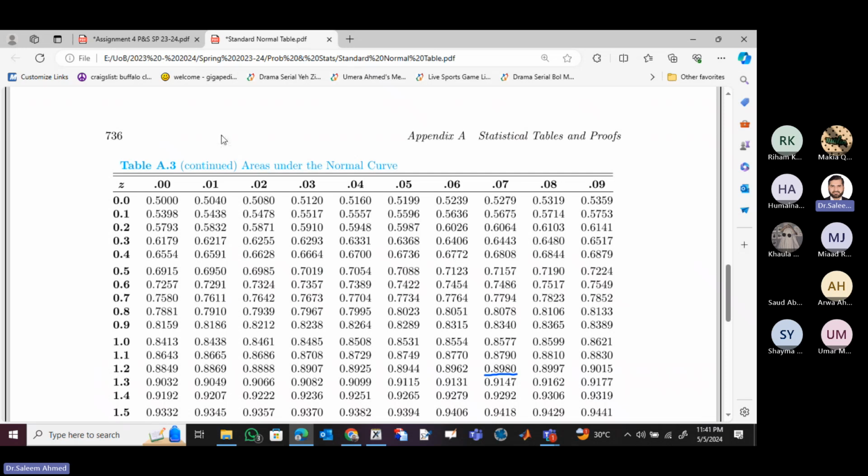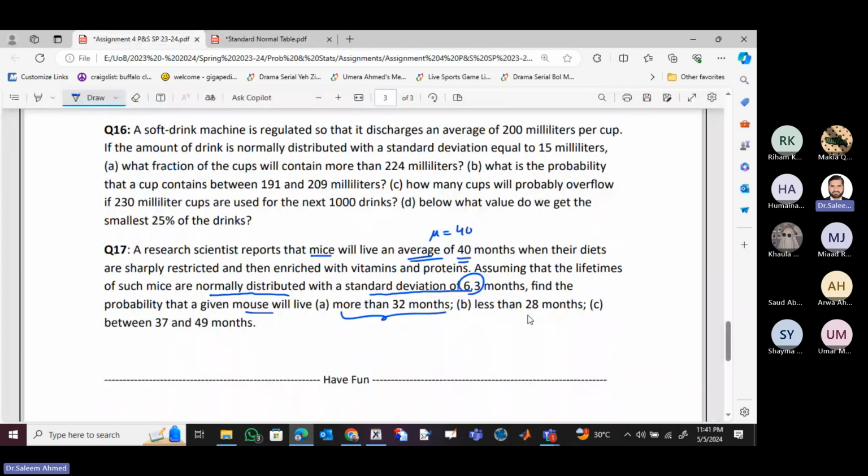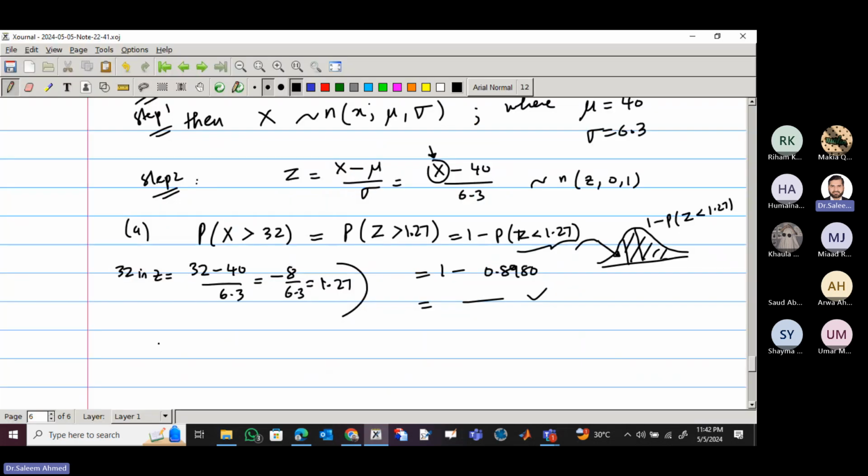What is the probability that a mouse will live less than 28 months? This will come directly from the table, but you have to change 28 into Z. So 28 minus 40 over 6.3, you will get this value. Put it here and get the answer.